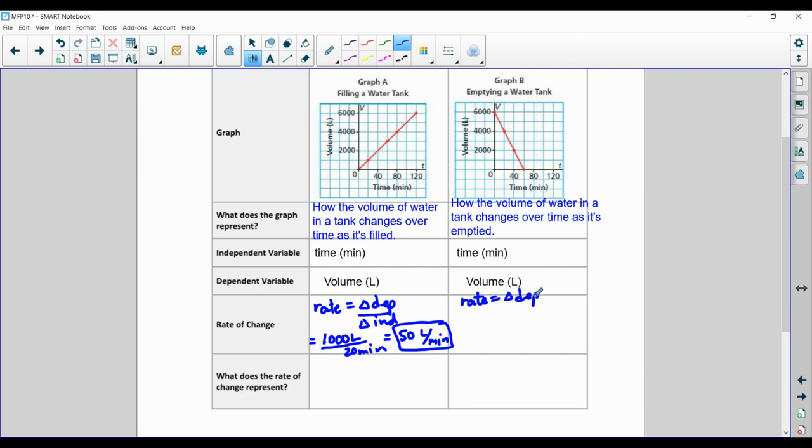So the rate is the change in dependent over the change in independent. So this one, between this dot and this dot, it went down 2,000 liters and over 20 minutes. So I lost 2,000 liters, so I'm putting a negative in front of that. And that was over a 20-minute time frame, which means I'm losing 100 liters per minute. Now that makes sense because that's a faster rate than the other graph, and this looks like a steeper slope.